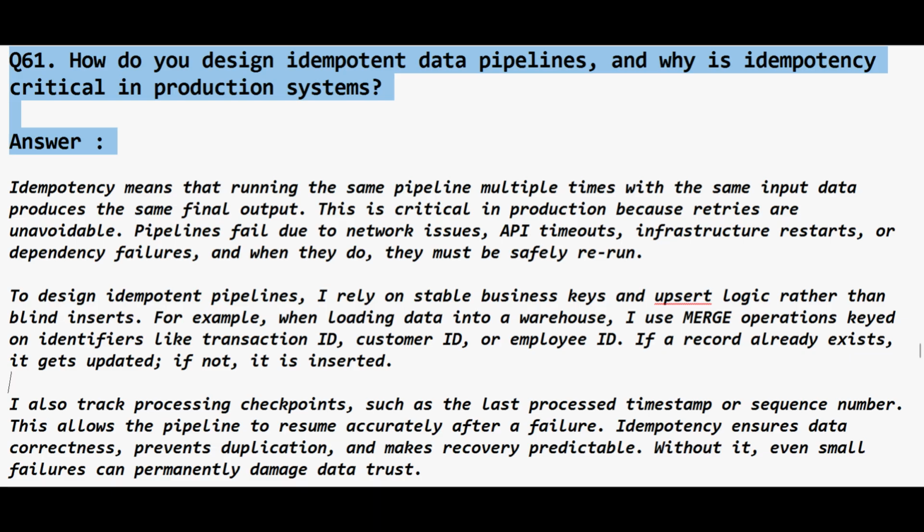For example, when loading data into a warehouse, I use merge operations keyed on identifiers like transaction ID, customer ID, or employee ID. If a record already exists, it gets updated. If not, it is inserted. I also track processing checkpoints, such as the last processed timestamp or sequence number. This allows the pipeline to resume accurately after a failure. Idempotency ensures data correctness, prevents duplication, and makes recovery predictable. Without it, even small failures can permanently damage data trust.